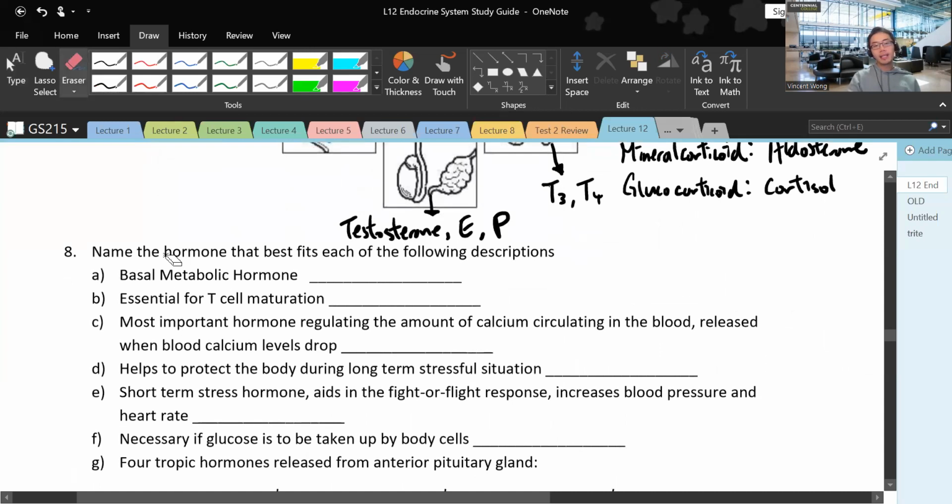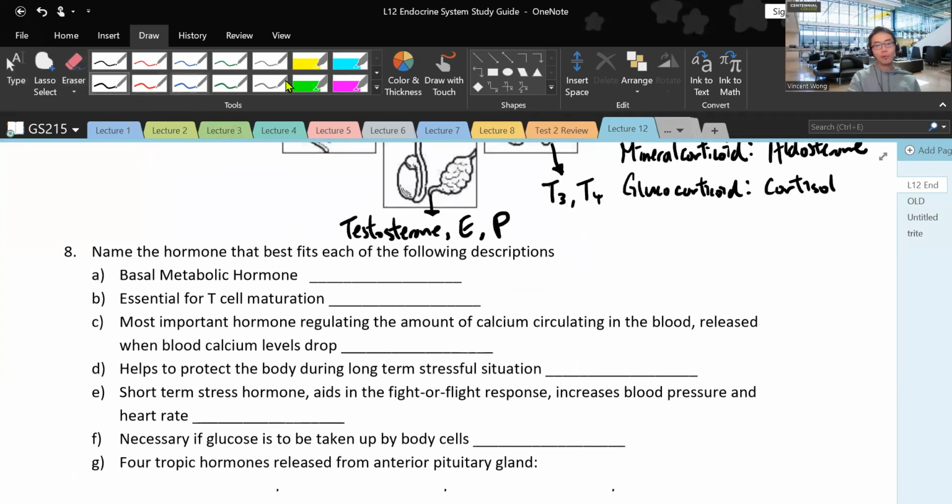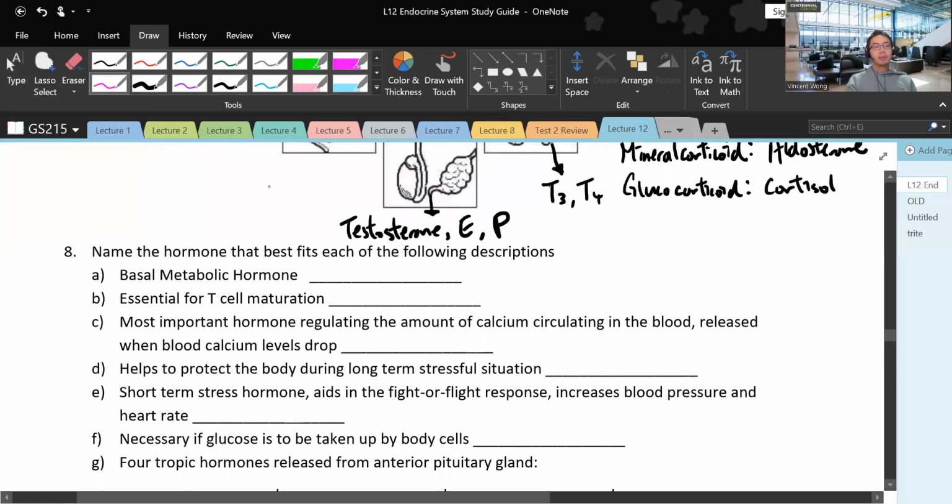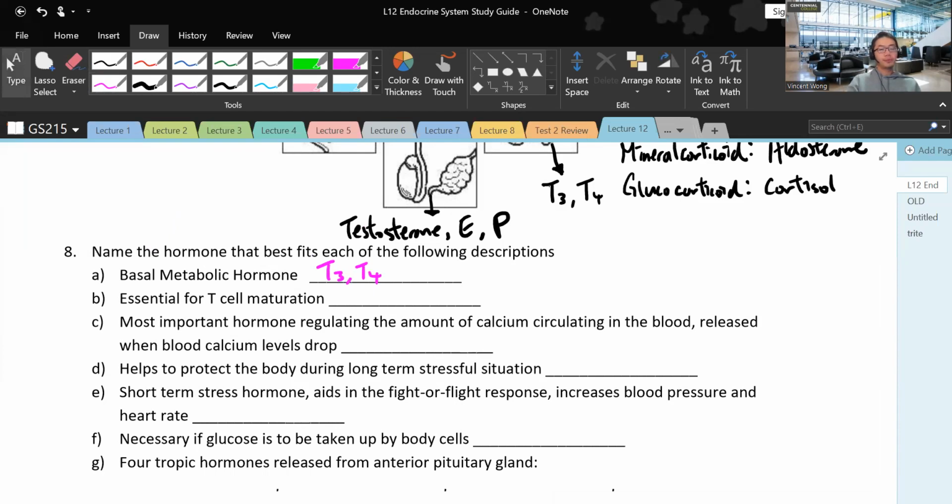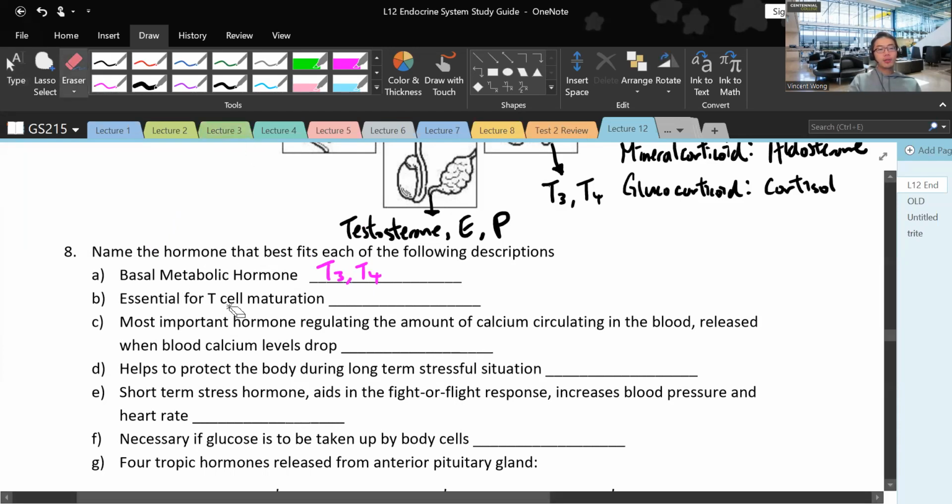Okay, so I feel like these are things that you can do over and over again when you're studying to help you remember it. Put them on flashcards and whatnot. So name the hormone that best fits each of the following descriptions. Basal metabolic hormone, that would be T3 and T4. They regulate your metabolism. Essential for T cell maturation. That's the thymosin from the thymus.